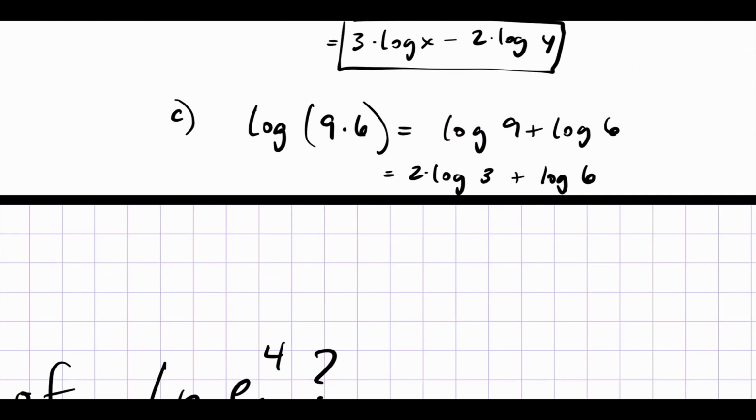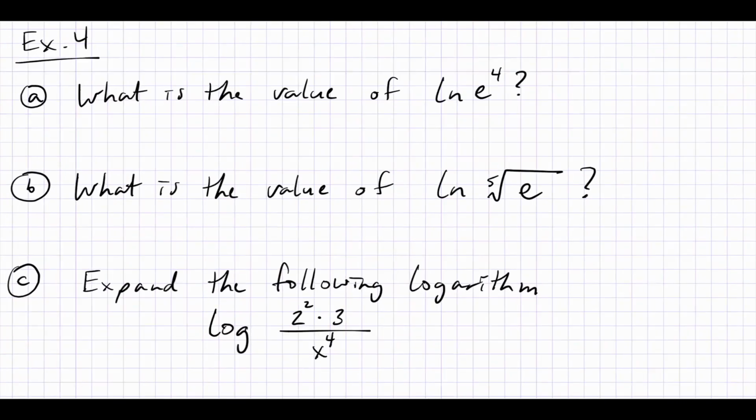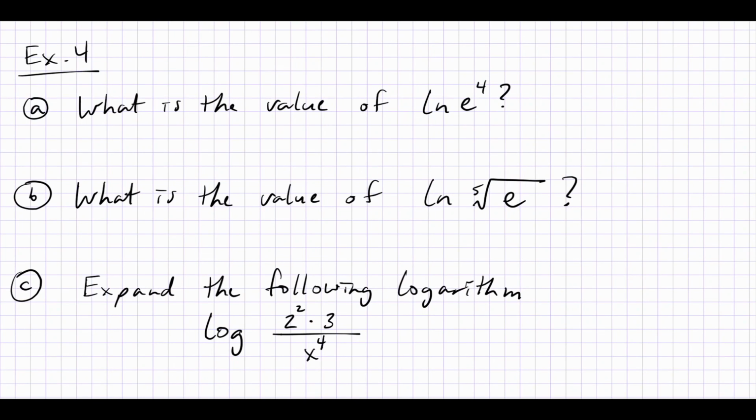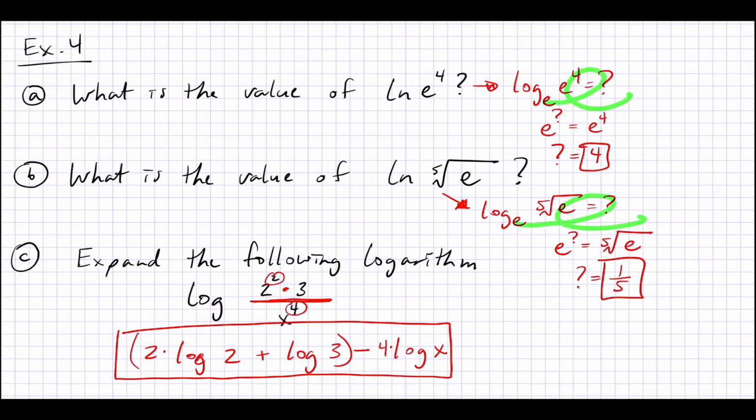Okay? All right, last thing. I have a few practice problems for you guys to do, and then we'll be done. For A, B, and C. Okay, so A, the missing power is 4. B, the missing power is 1/5 because it's the 5th root.